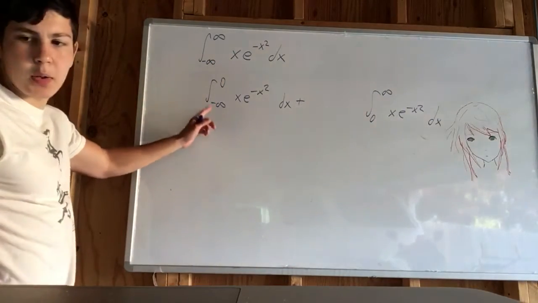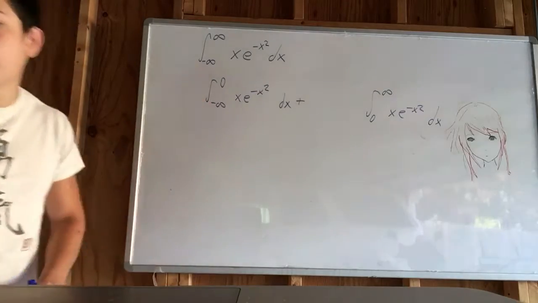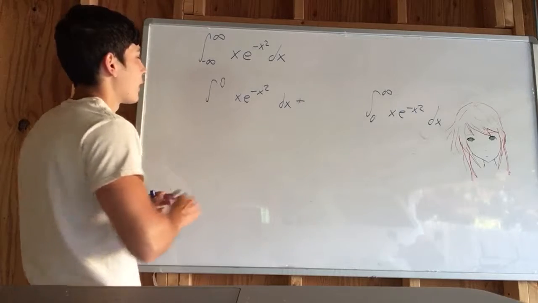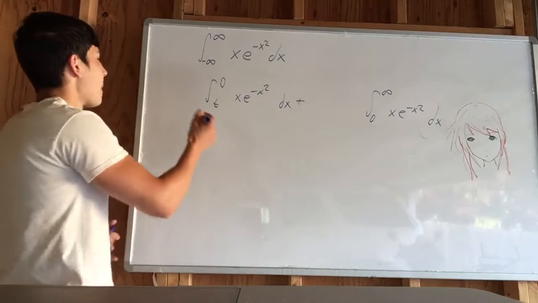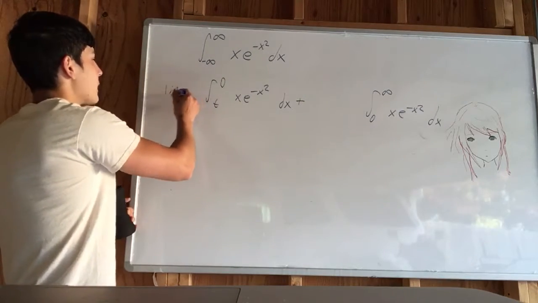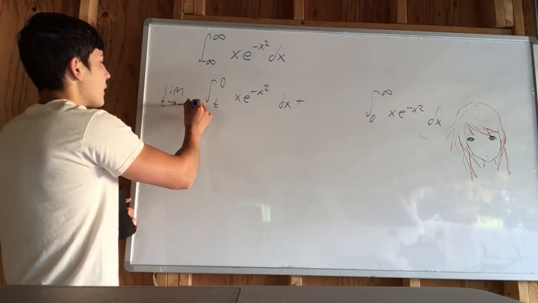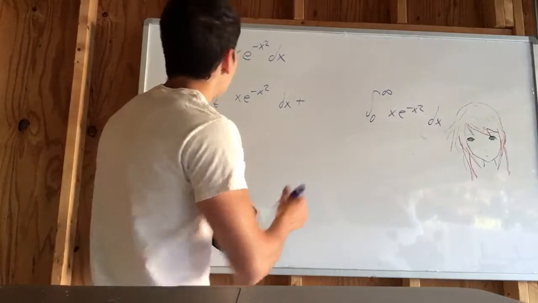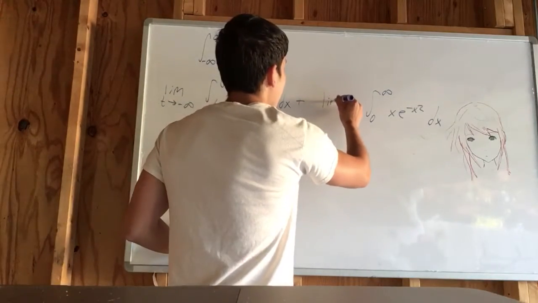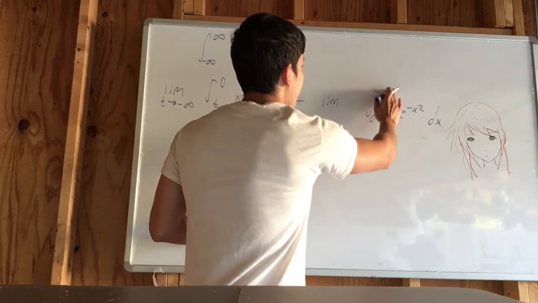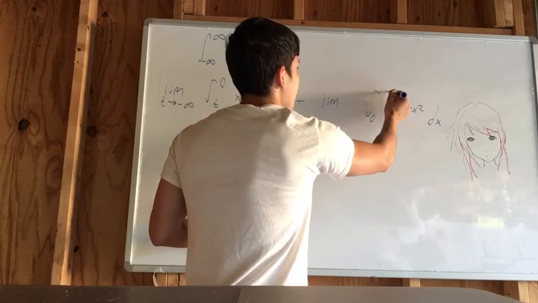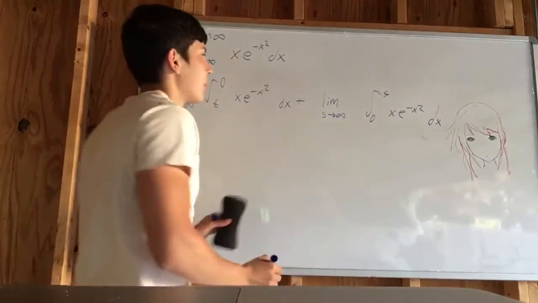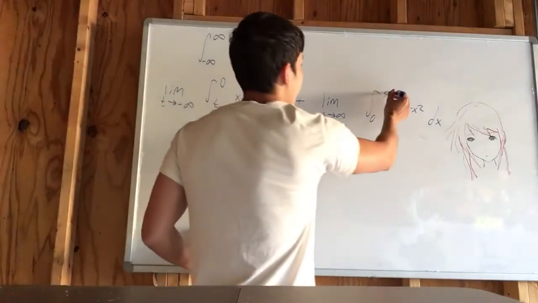And since we can't work directly with infinities, we're going to replace this with some variable t, and we're going to let the limit as t approaches negative infinity do our work here. Here, we do the same thing, the limit, and we may choose some other variable, perhaps s. The limit as s approaches infinity. It's not a 5, it's an s.